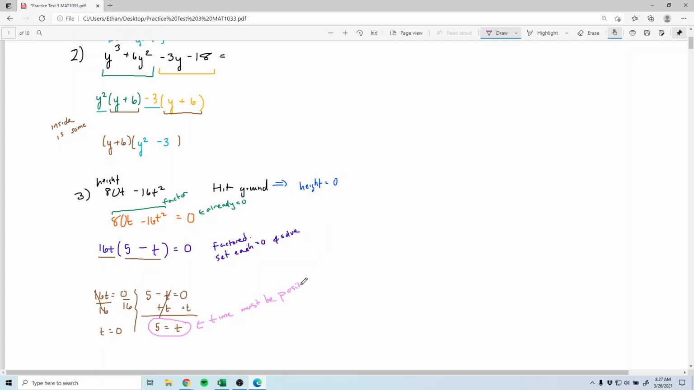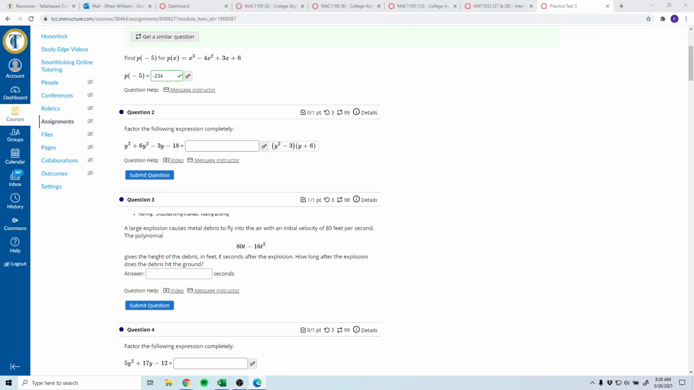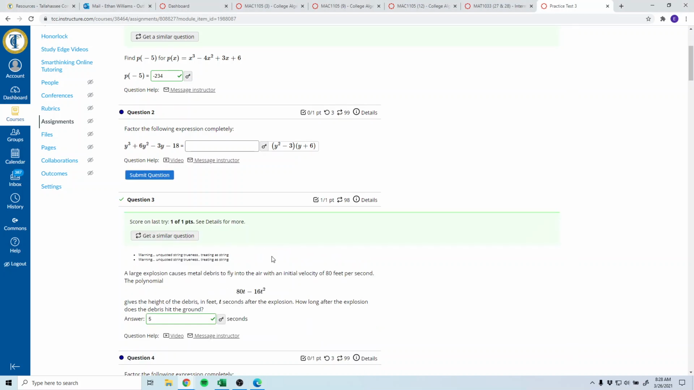On this one, it would be really, really easy to write the 2 answers because we're so used to working these problems where we have more than one answer and we just write them both in. Because it's a word problem, there's usually one answer for those, and our answer was 5. And so how long after does the debris hit the ground? It's 5 seconds. We just type in 5, and there we go.